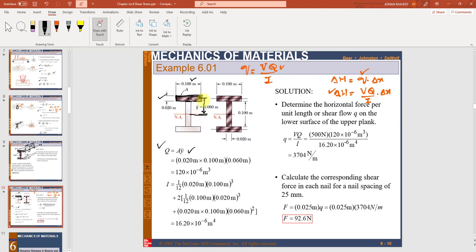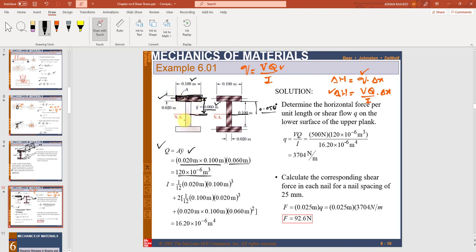And what is this distance? So if you look, the half of it will be 0.010, and the half of this from this to this is 0.050. So 0.050 plus 0.010, so total distance will be 0.060 meter. So when you put the value, area is this one and Y dash is this one. So it will give you the first moment of inertia for this area.